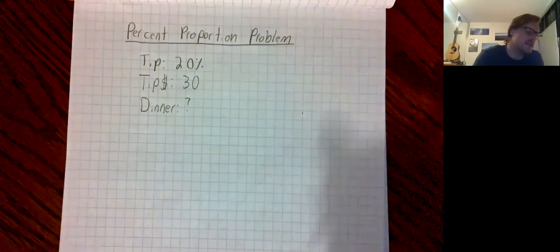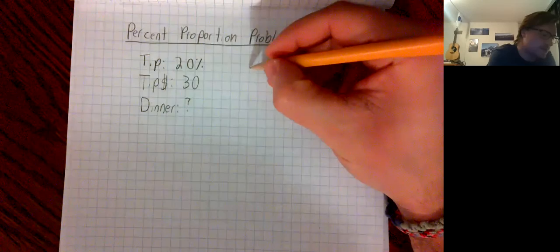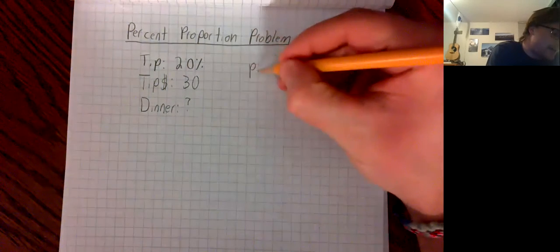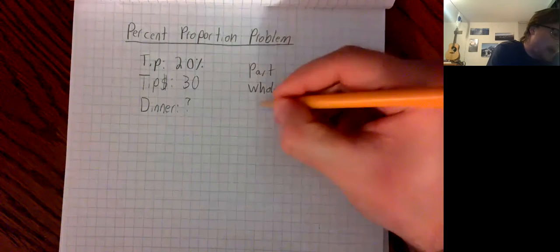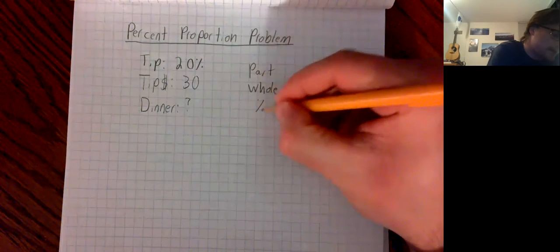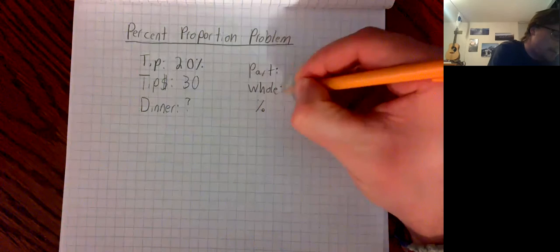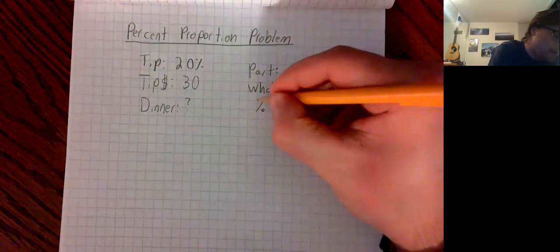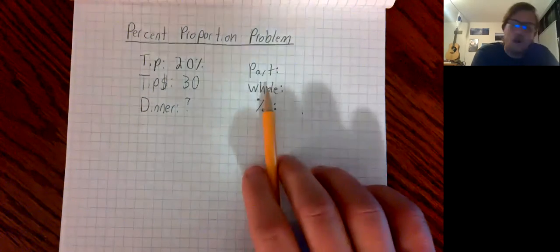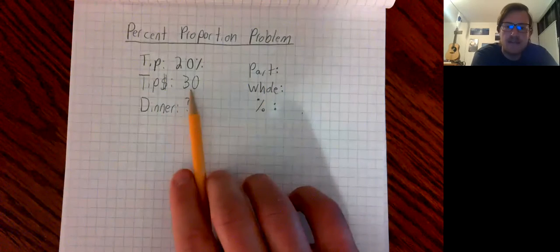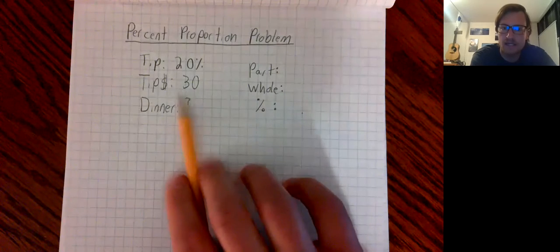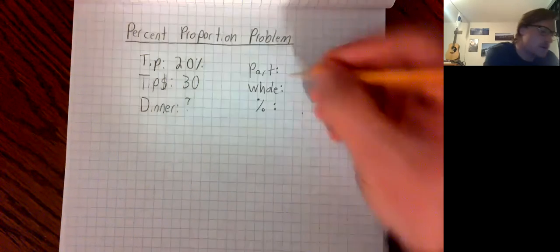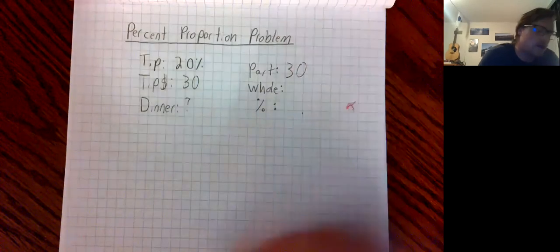Okay, well, let's break it down like we normally do. Let's identify the part, the whole, and the percent. Well, the part is going to be that $30. That's the part of the whole dinner bill. So those two are connected. This is the smaller of the two. So 30 is going to be my part.